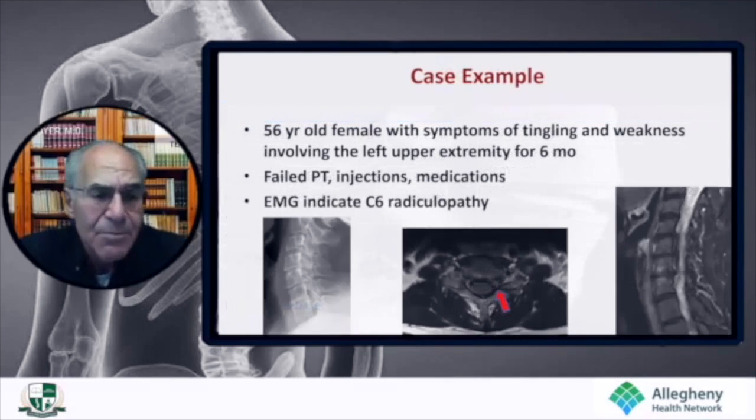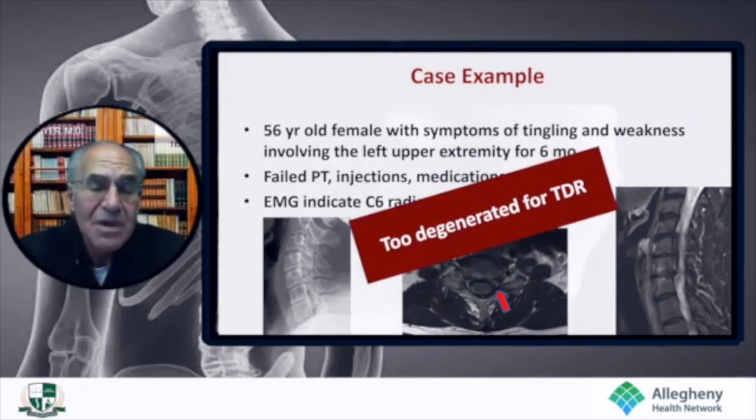And this is a case example. This is a patient who had neck pain as well as weakness in the left upper extremity, predominantly at the C5-6 distribution. And you can see here there's a big osteophyte, but it extended far into the neuroforamen. And unfortunately, with TDR, sometimes you cannot get as far out laterally as you can if you're going to do a fusion, because you have to remove too much bone.